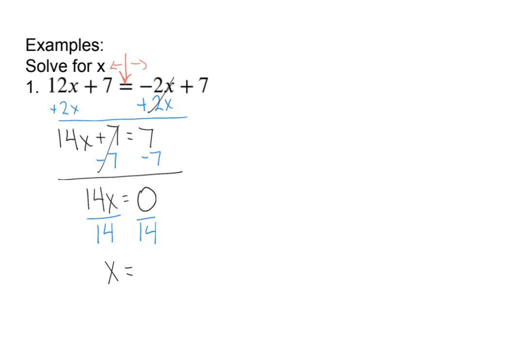On the other side, I now have 0 divided by 14. Well, 0 divided by anything is 0. So in this case, x is equal to 0.